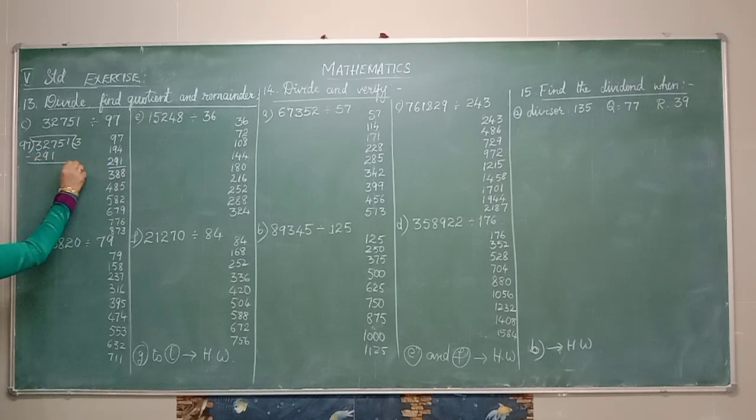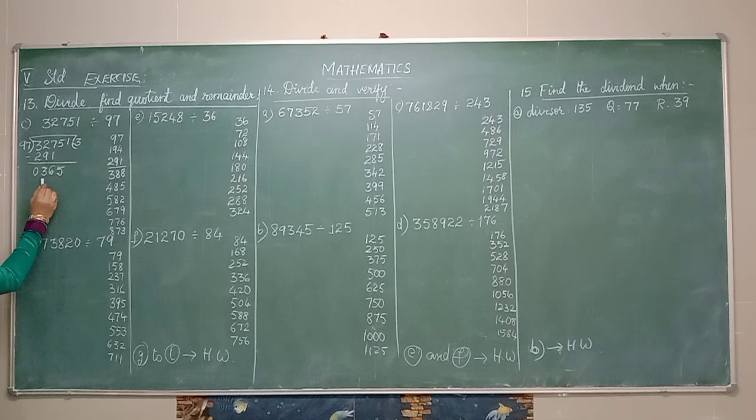291 minus. So when you minus, 7 minus 1 is 6. From 2 you cannot minus 9. So what you have to do? You have to borrow 1 from here. So here it becomes 12, here it will be 2. So 12 minus 9 is 3. Here 2 will be remaining, so 2 minus 2 will be 0. Now immediately what you have to do? You have to bring the next number down. What is the number here? 5. Bring that 5 down.